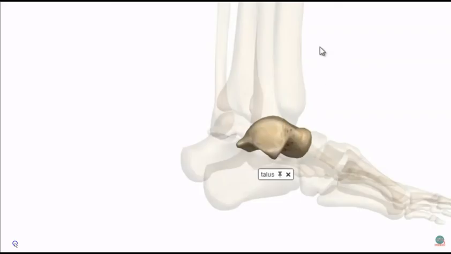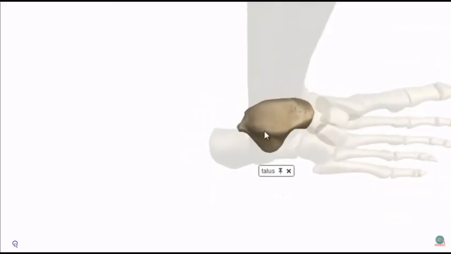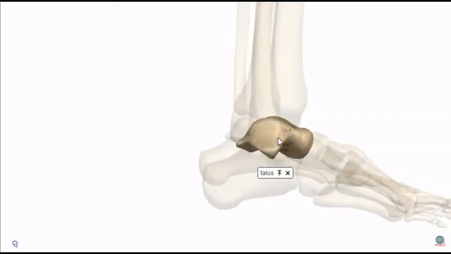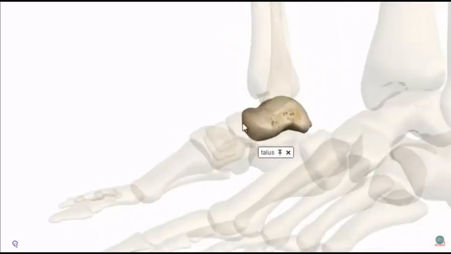So the upper surface articulates with the inferior surface of the tibia, and this is called the trochlear surface. And then you've got the lateral surface, which articulates with the lateral malleolus, and you've got the medial surface, which articulates with the medial malleolus.